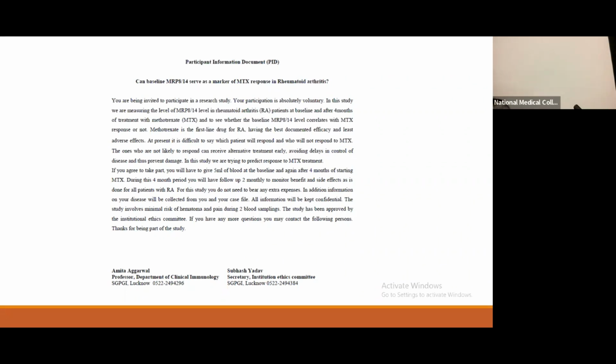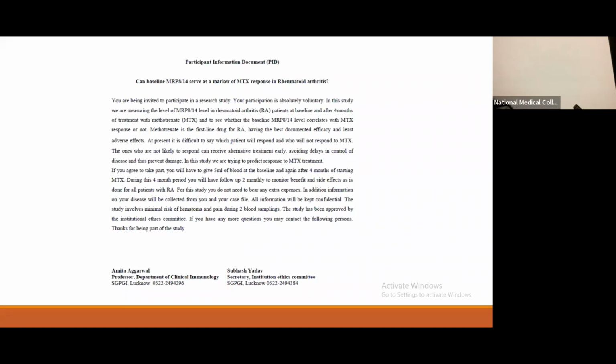Then we talk about the drug. We give information about the drug. That methotrexate is the first-line drug for rheumatoid arthritis. That this is the standard of care. So we are not giving you any drug which is not standard of care. Having the best documented efficacy and the least adverse effects. So we are giving you the best possible drug.